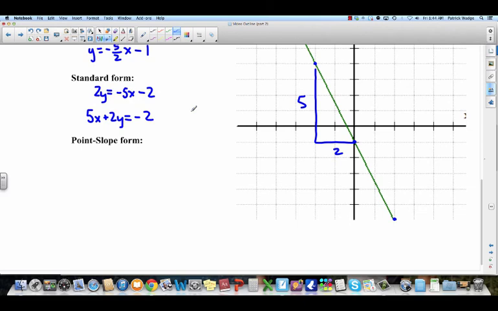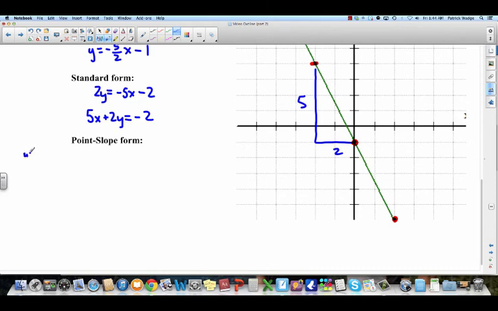Okay, point slope form. Now, for point slope form, there's three different ones based on what we can see of this line. There's three different point slope forms that will work based on whether we use this point up here, this point here, or this point here. Let's do them all. I love it.